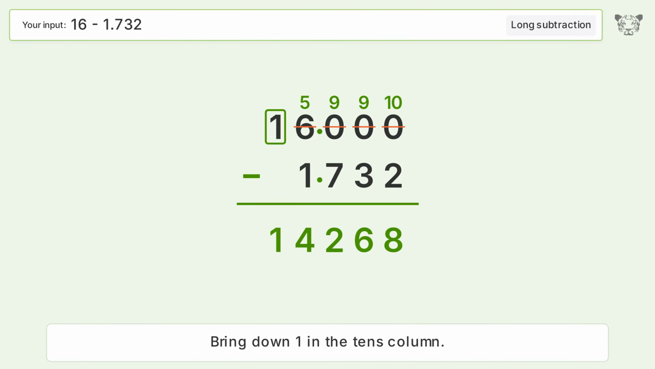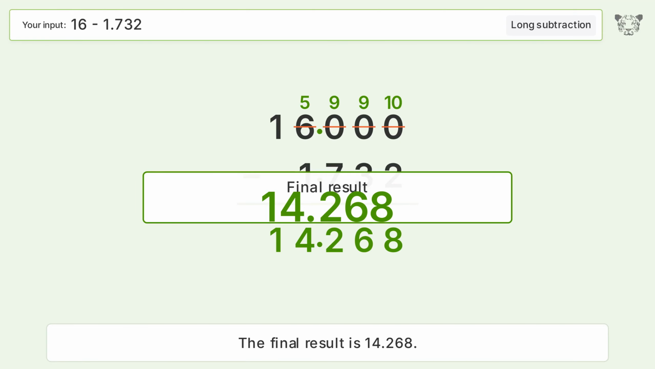Bring down 1 in the tens column. Bring the decimal point straight down into the answer. The final result is 14.268.